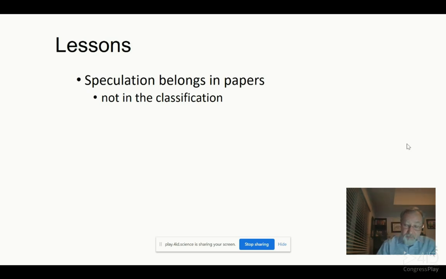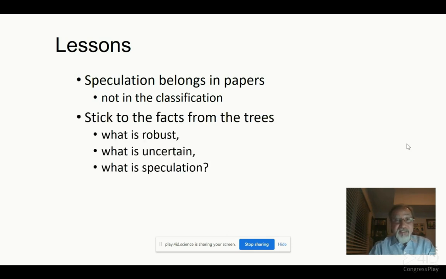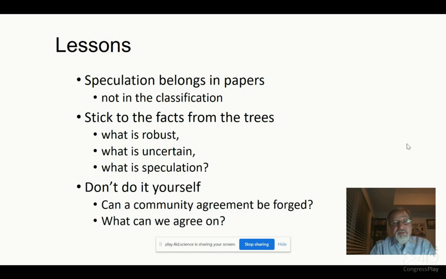And so, looking forward about what we learned from these exercises in the 90s, there are some lessons. One is that speculation really belongs in papers; it should not be in the classification. You need to stick to the facts from the trees. You have to be disciplined enough and have conversations about which nodes are robust, which clades are monophyletic, where the uncertainties are, and what is just plain speculation, and try to keep those things separate and some of it out of the classification. Another important lesson was just don't do it yourself.